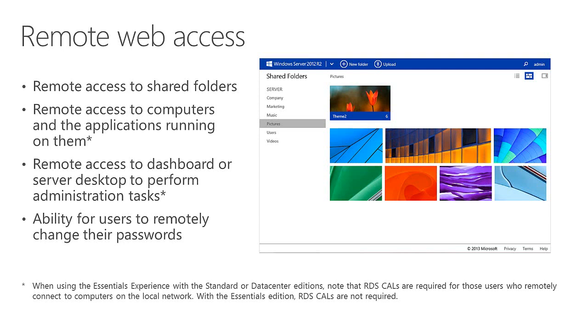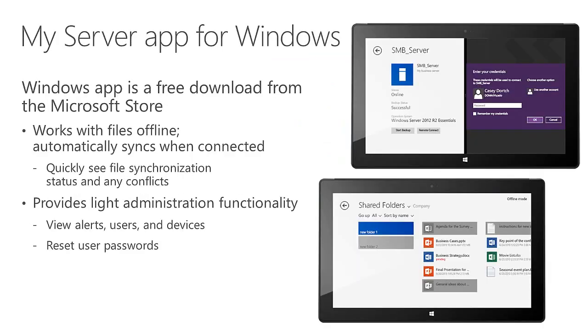You can also access the dashboard remotely. You can do that again, connect through the RWA portal and perform administrative tasks. And end users can also change their own password remotely using the RWA portal. As we look at the My Server app for Windows, this is a free download from the Microsoft Store.